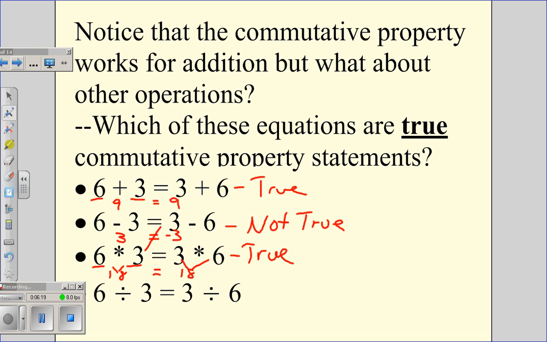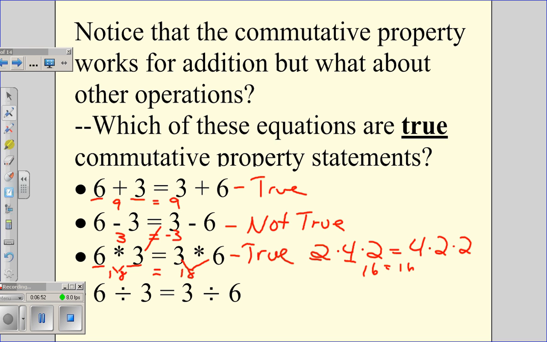If we were worried that it might possibly change, we could try out several variables. So we could say 2 times 4 times 2. Will that equal 4 times 2 times 2? Well, let's try it. 2 times 4 is 8. 8 times 2 is 16. 4 times 2 is 8. 8 times 2 is 16. So even with more than 2 variables, the commutative property for multiplication is true.